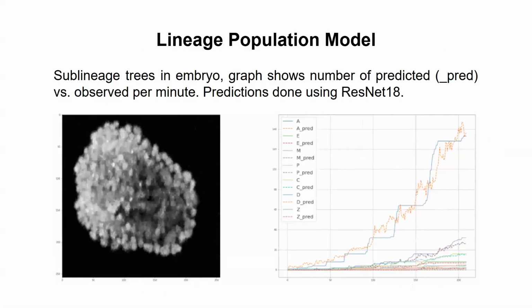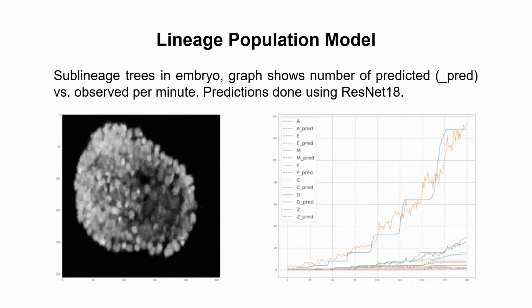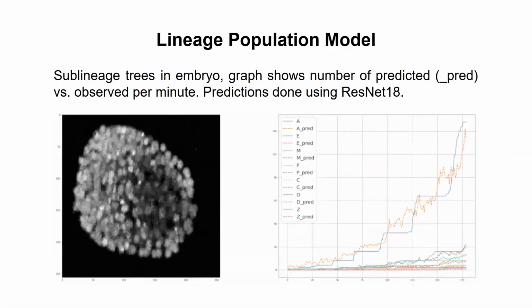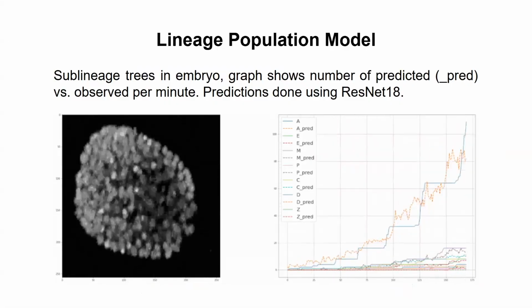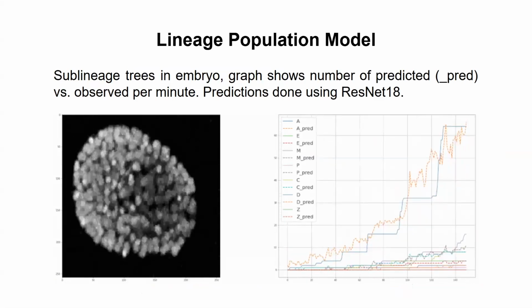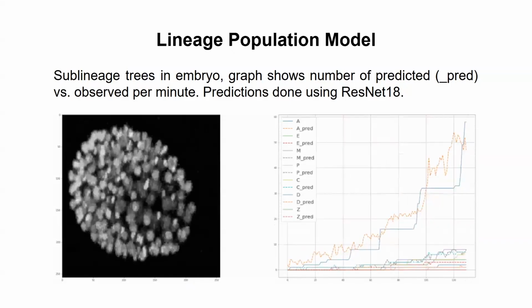This is something we call the lineage population model. So we use some of this GAN work on this lineage population model. It's basically generating an embryo and then verifying it against real data to see how well it does. And it's actually doing pretty well. It's producing a smooth prediction that more or less matches the real world prediction.